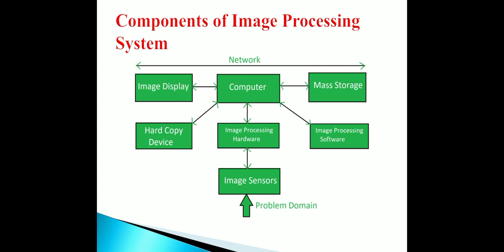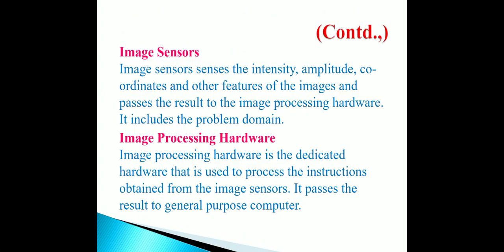Image sensors. The image sensor senses the intensity, amplitude, coordinates and other features of the images and passes the result to the image processing hardware. It includes the problem domain. The image processing hardware is the dedicated hardware that is used to process the instructions obtained from the image sensors, and then it passes the result to the general purpose computer.